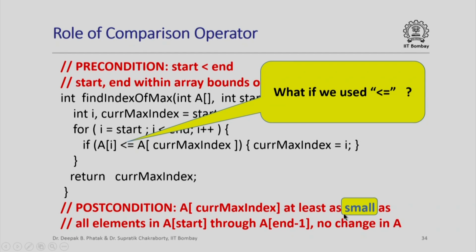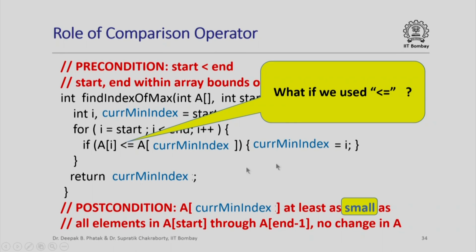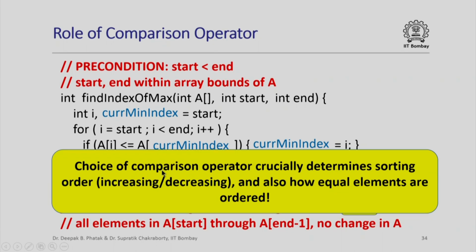It is easy to understand. A current max index would be at least as small as all elements in A start through A n minus 1. So perhaps the right variable names to use here would be A current min index. It is important to give meaningful variable names. So what you see is that the choice of the comparison operator determines what the sorting order is and also how the equal elements are going to be ordered.